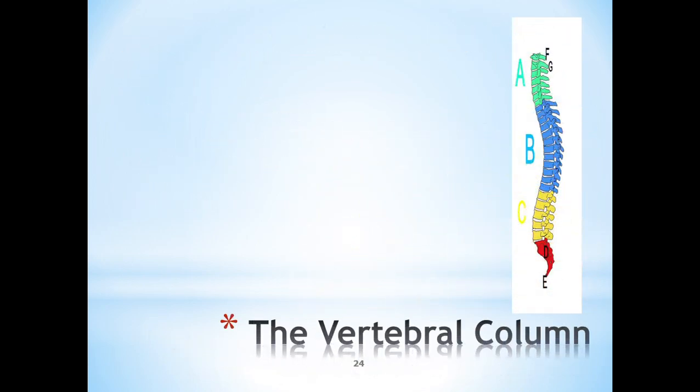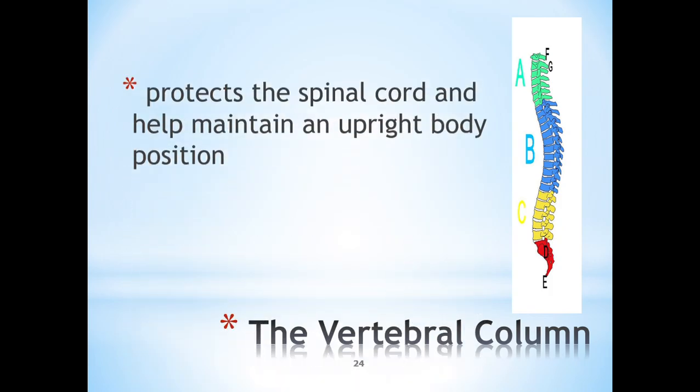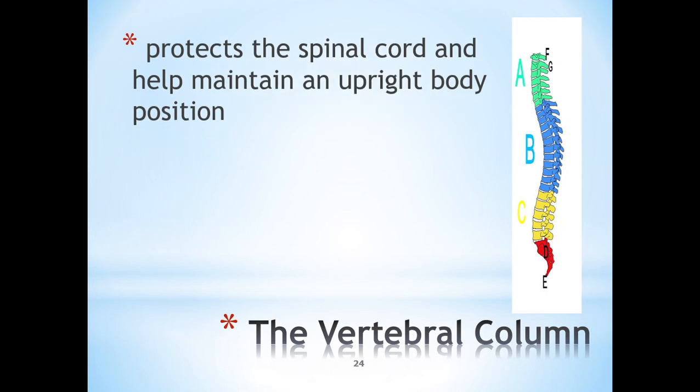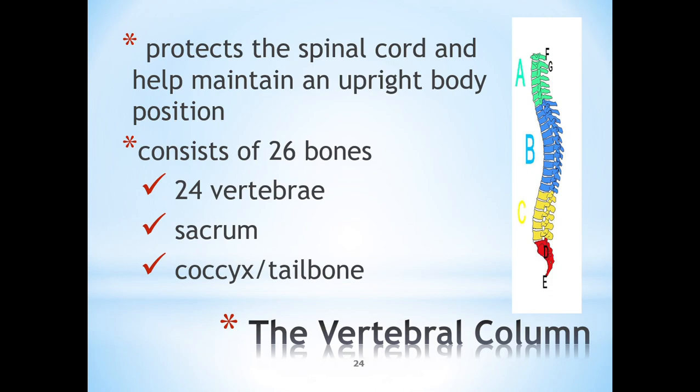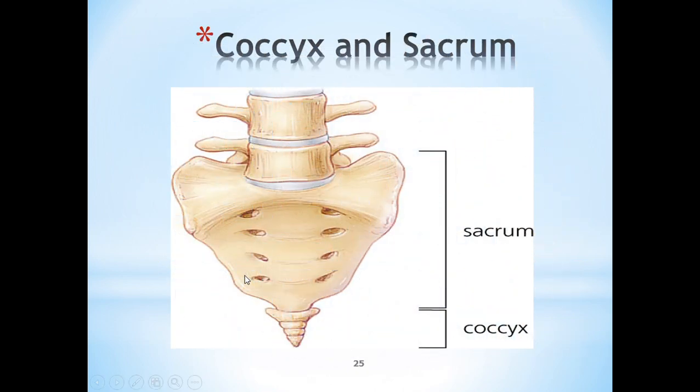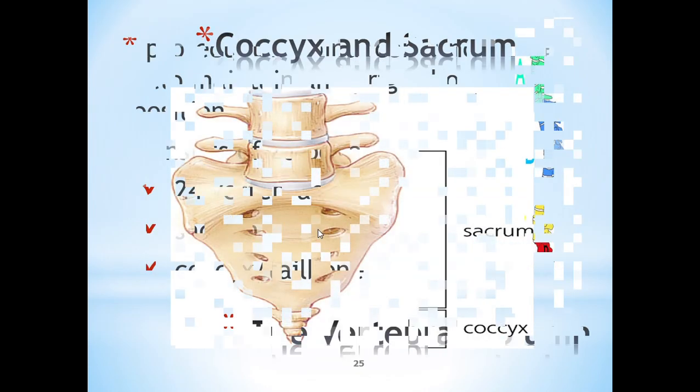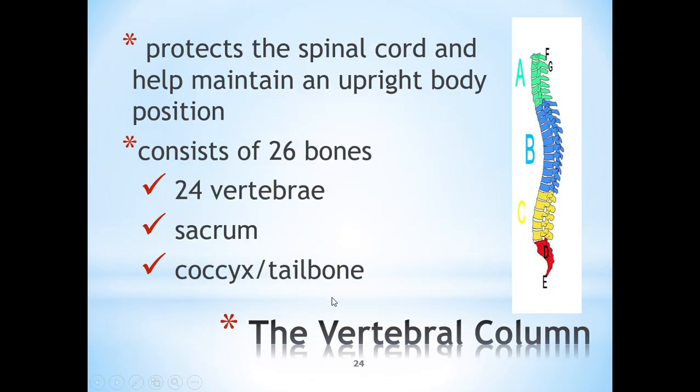So, next, we have here the vertebral column. Okay. So, the vertebral column is the one that protects the spinal cord and helps maintain the upright body position of a human body. So, it consists of 26 bones. We have here your 24 vertebrae, 1 sacrum, and 1 coccyx tailbone. Okay, so, and dito, this is the tailbone na tinatawag natin or yung duri.